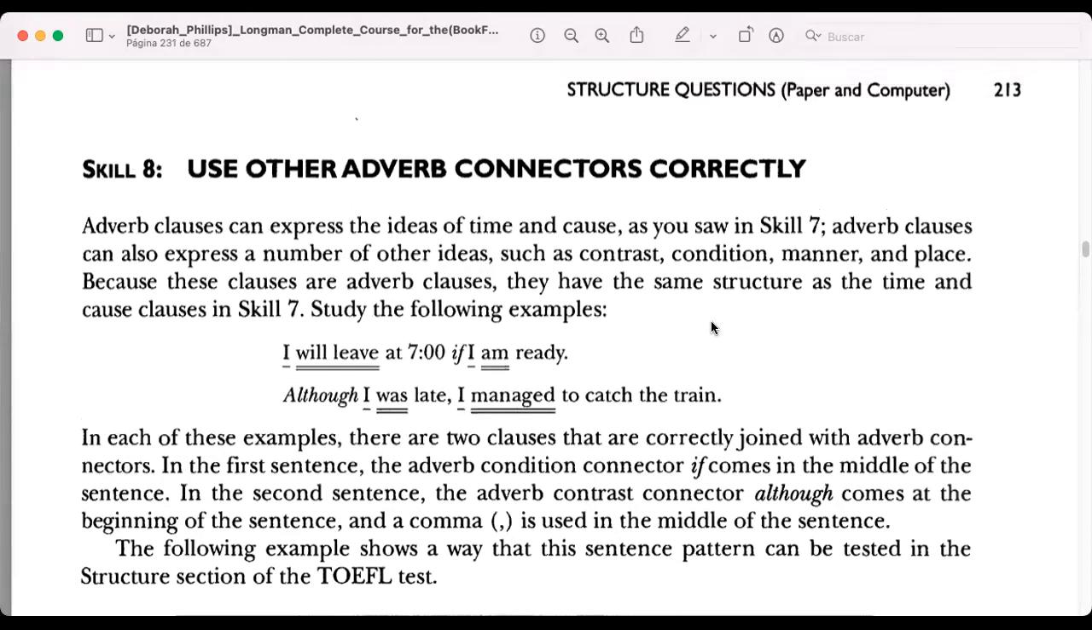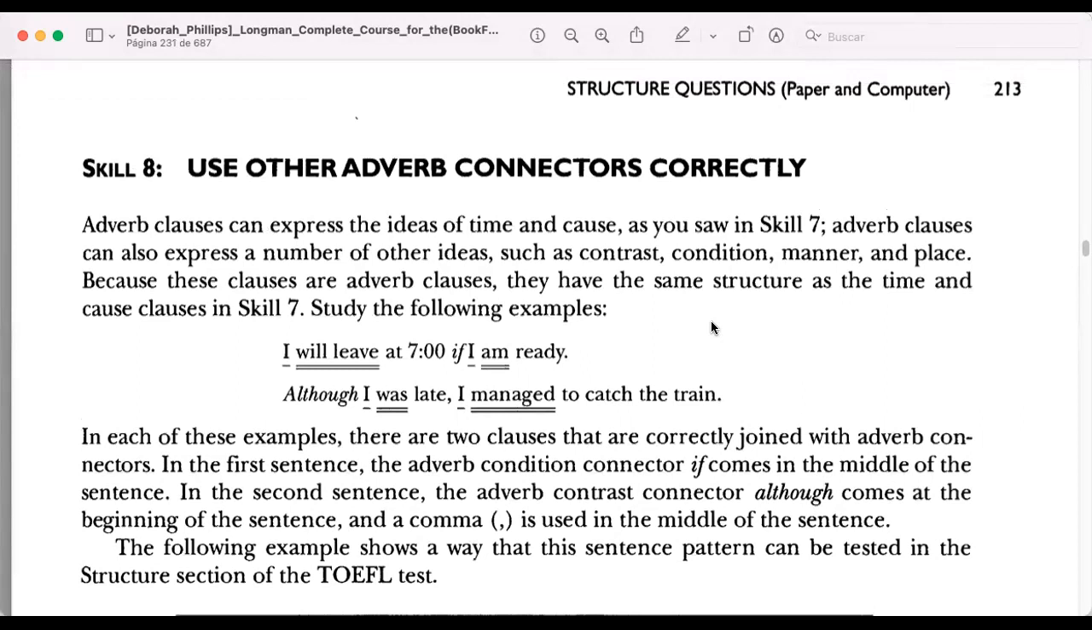Skill 8. Use other adverb connectors correctly. Adverb clauses can express the ideas of time and cause. As you saw in skill 7, adverb clauses can also express a number of ideas, such as contrast, condition, manner, and place. Because these clauses are adverb clauses, they have the same structure as the time and cause clauses in skill 7. Study the following examples. I will leave at 7 if I am ready. Although I was late, I managed to catch the train.